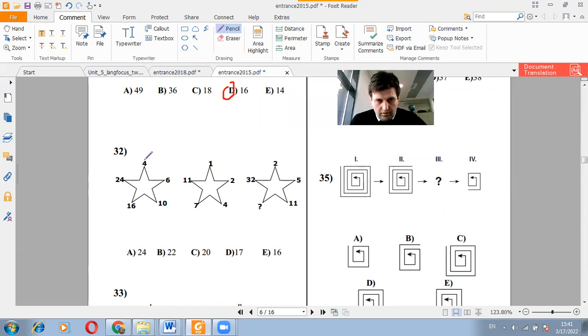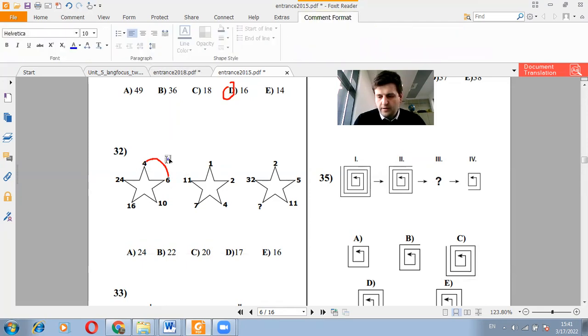Question 32. You have a star given as a symbol, and on each side you have different numbers. You need to follow up on what the relationship between these numbers is. Each time you see the first one, 4 to 6, there is an increase, plus 2. Here, plus 4. Here it increases plus 6. And here it increases plus 8. So the increase goes as even numbers, 2, 4, 6, 8.